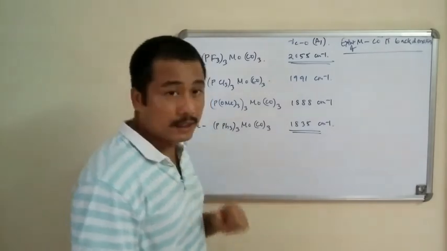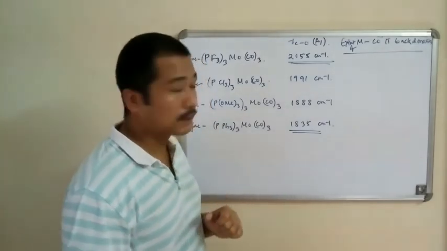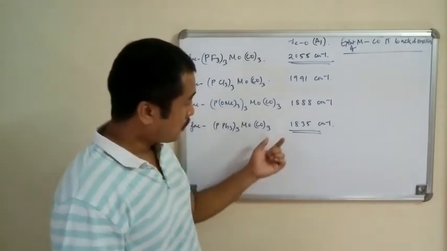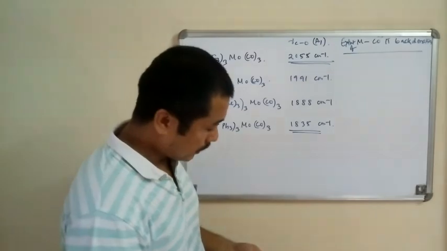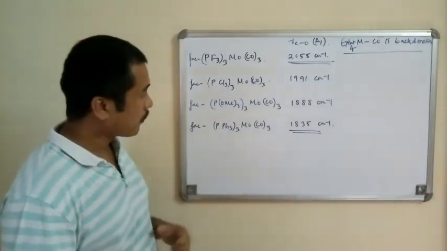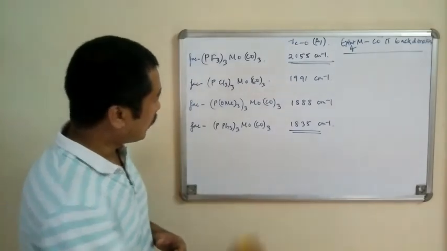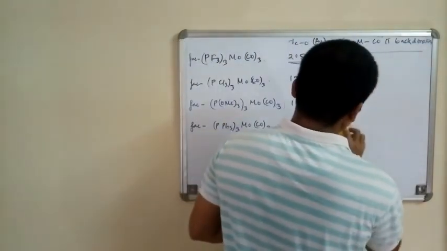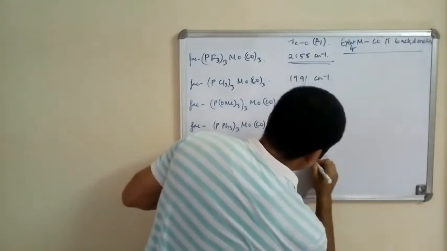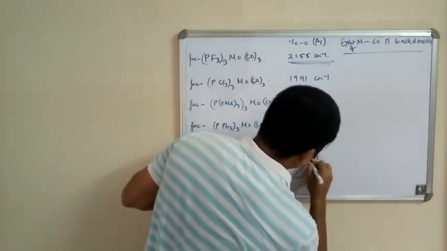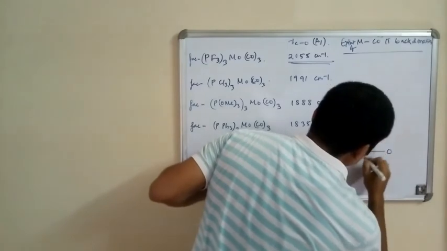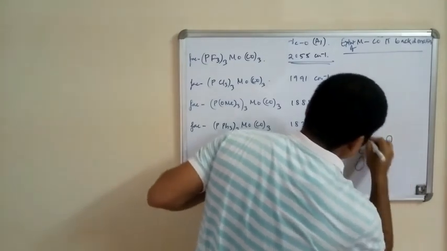So to understand the reason behind this difference in the CO stretching vibration, we need to look at the metal orbitals which interact with carbon monoxide as well as with phosphine, and then we can understand why there is a difference in pi back donation in these complexes. So let us redraw the metal orbital involved in pi donation with the carbon monoxide pi star 2p molecular orbital.